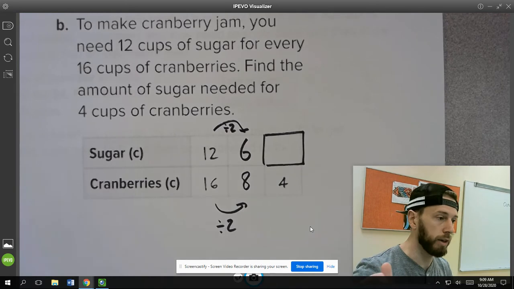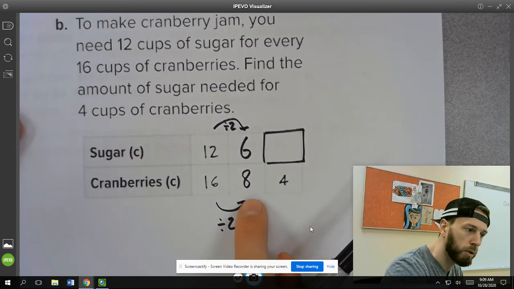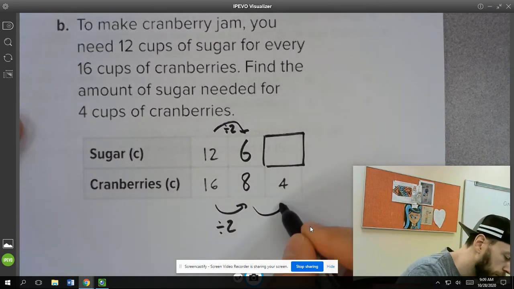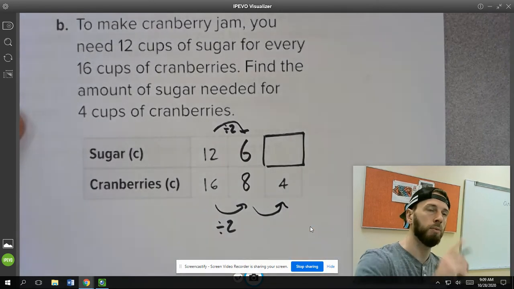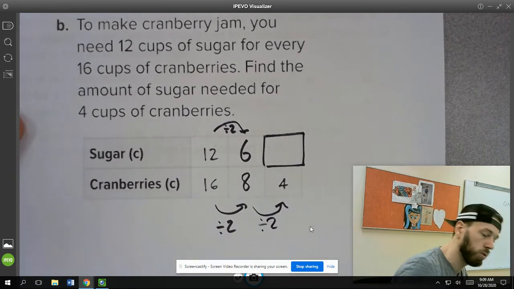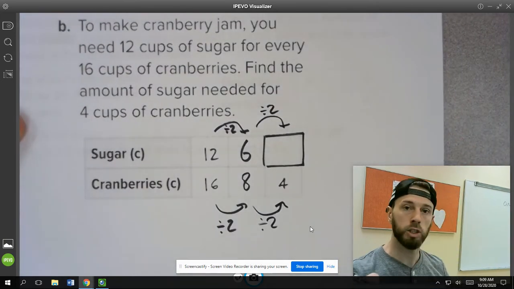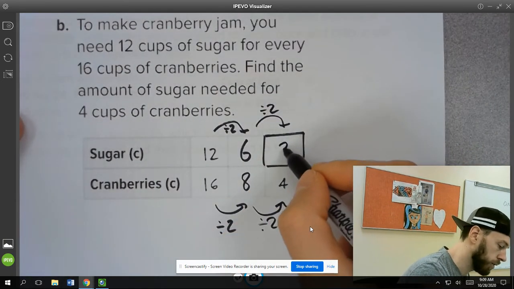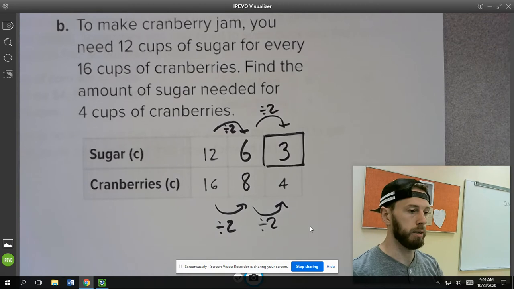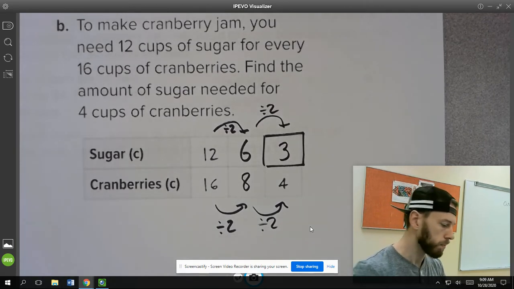But we're not necessarily trying to figure that out. We're trying to figure out how many cups of sugar you would need for 4 cups of cranberries. So we would have to repeat this process. We have to get from 8 to 4 somehow. Well, how would we get from 8 to 4? Well, we're going down, so it's going to be division. And we're going to have to divide it by 2 again. We do the same thing at the top to keep the ratio equivalent. And 6 divided by 2 is 3. And we find out that we would need 3 cups of sugar for 4 cups of cranberries.